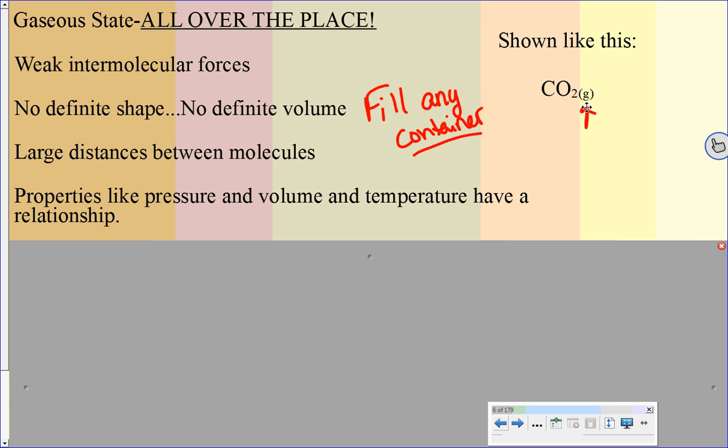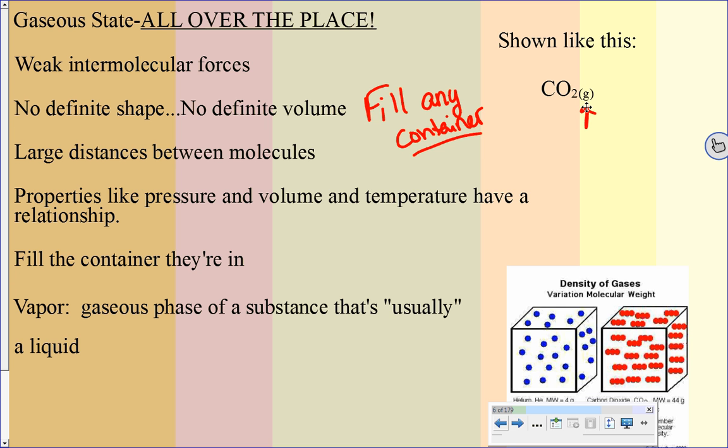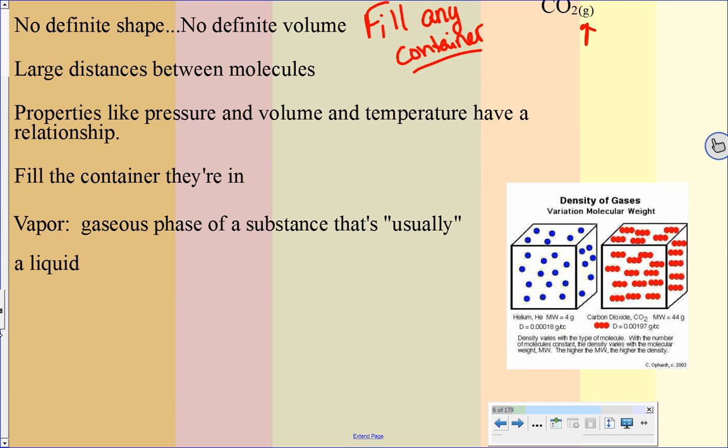Properties like pressure, volume, and temperature have a relationship in a sample of a gas. You can change one of these and it will have an effect on the other. As I mentioned, they fill any container they're in. A closely related term we're going to use a little bit is the term vapor. This is the gaseous phase of a substance that is usually a liquid. When I think about a vapor, think about boiling some water: right above the surface of the water, you have that kind of damp feeling steam. That's really what a vapor is, but it has gaseous behavior.